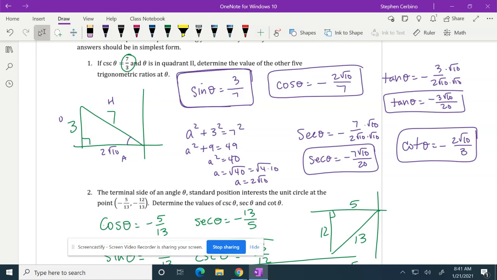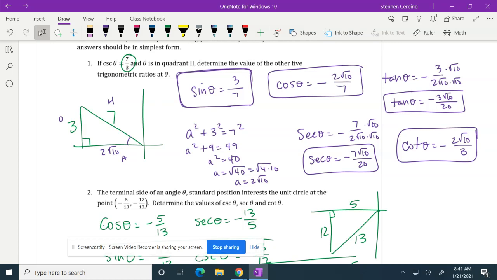From there, I used the Pythagorean theorem, and I found the missing side I didn't know was 2 square roots of 10. Once I know all 3 sides, I should be able to find the rest of the ratios. The first one I found was cosine, which is the adjacent side over the hypotenuse. Also, in quadrant 2, it's negative.